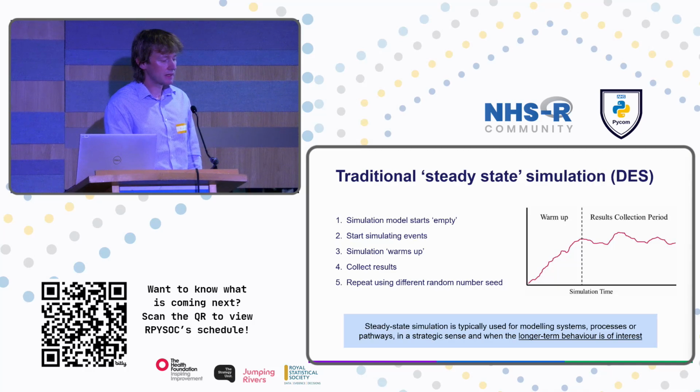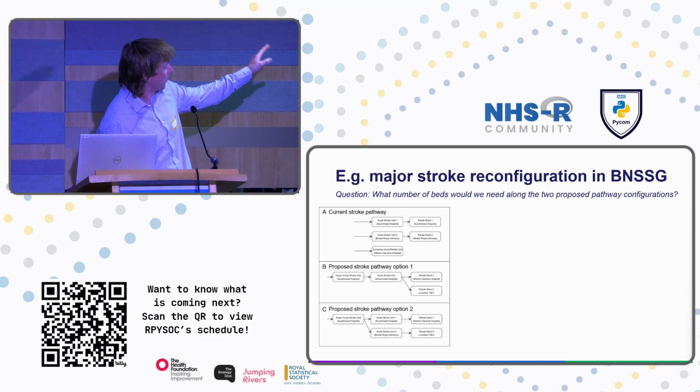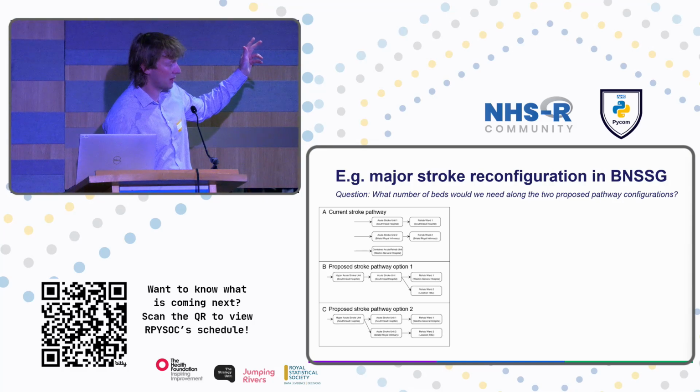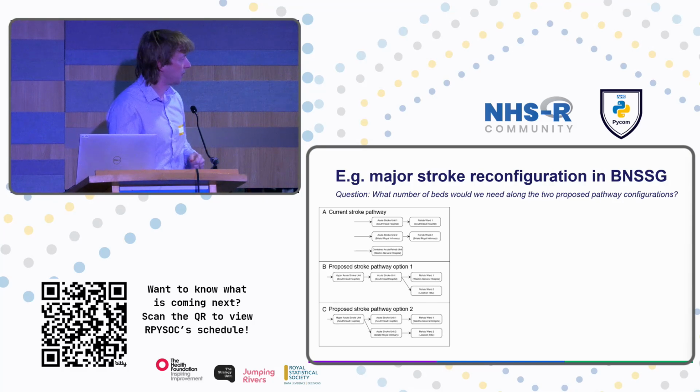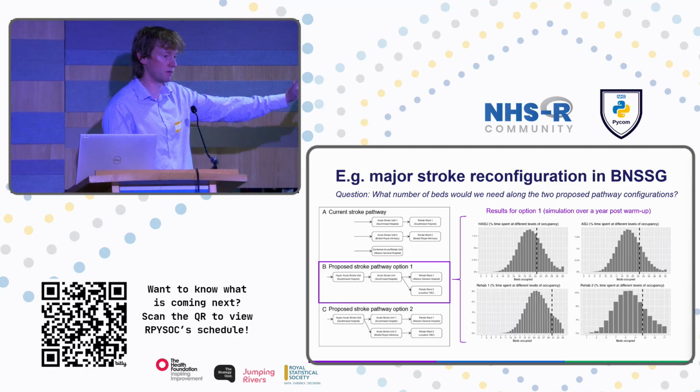So steady state simulation is typically used for modeling systems, processes or pathways in a strategic sense, where longer term behaviors are of interest. An example here would be in BNSSG. Last year we did a major stroke reconfiguration where we changed our previous model of care, where we had 3 ways into the stroke pathway, to just having 1 way in through a hyperacute stroke unit. And this was supported by the modeling that we did, where we looked at simulating this in steady state for many years into the future.